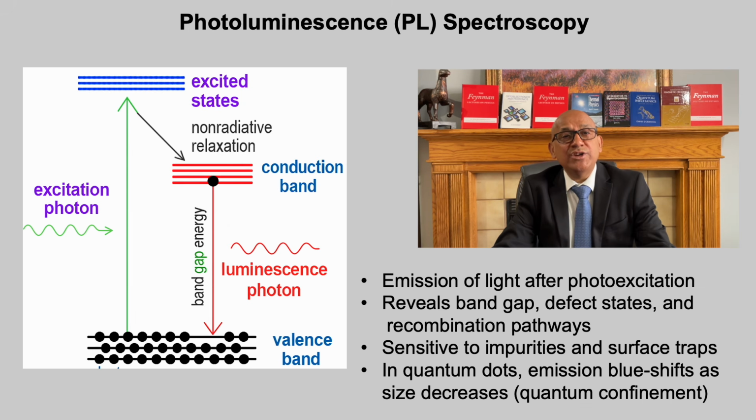The PL peak position corresponds to the band gap energy, while additional peaks or tails often indicate defect states or surface traps. In quantum dots, PL shifts with particle size, providing a visual demonstration of quantum confinement. PL intensity also correlates with crystal quality. A strong PL means efficient radiative recombination, while weak or red-shifted PL points to defects and non-radiative losses.